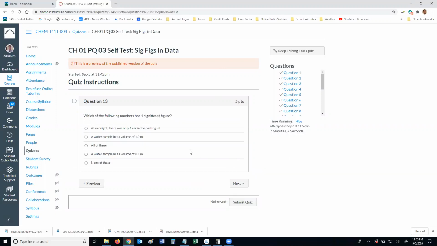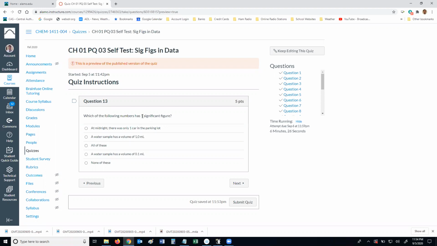Hey, question 13. Which of the following numbers has one significant figure? At midnight, there was only one car in the parking lot. No, that has an infinite number of significant figures because that one car is 1.000 ... cars. Okay, infinite. It's a count of discrete objects. A water sample has a volume of 1.0 milliliter. No, that has two significant figures because the zero in that number is after a decimal point and is preceded by a significant digit. So that number has two significant figures.